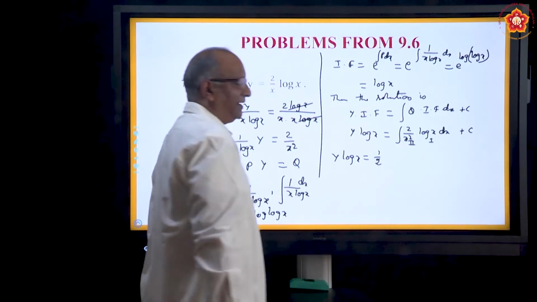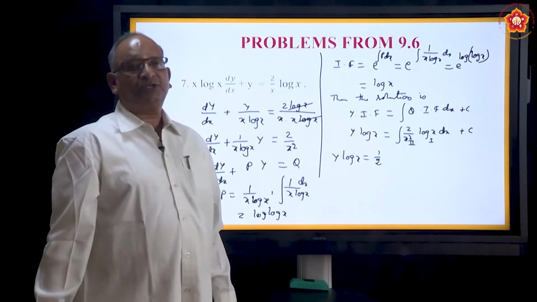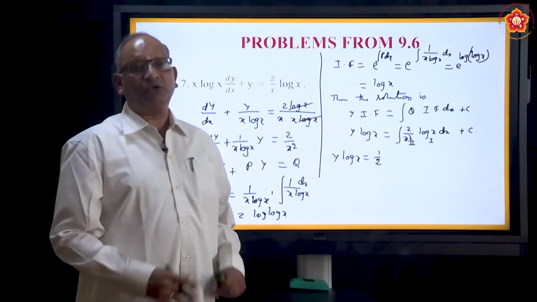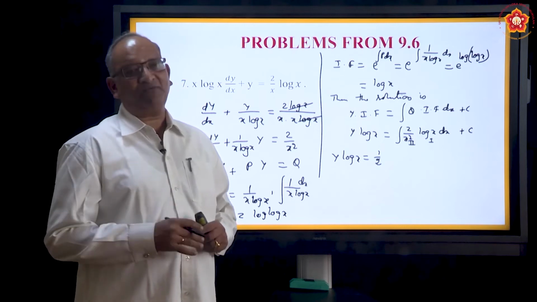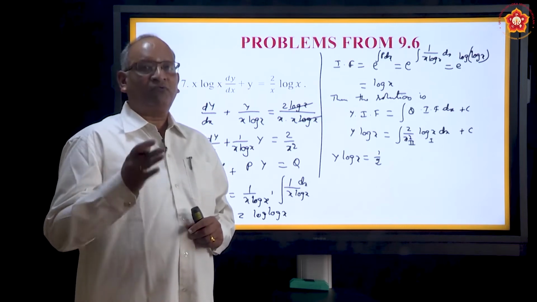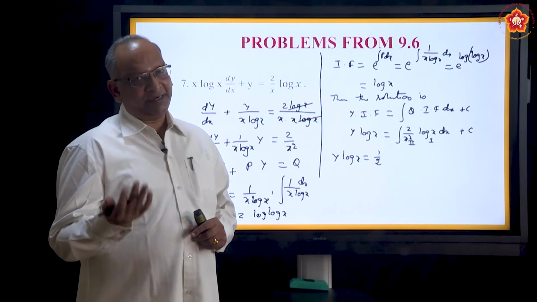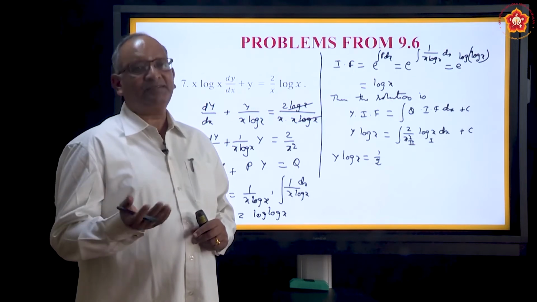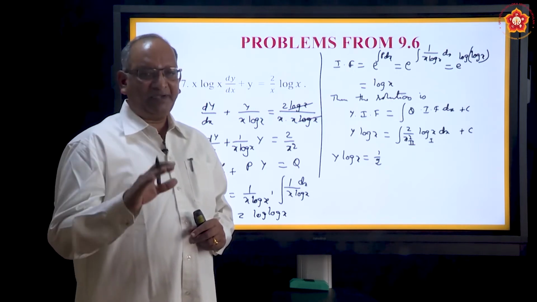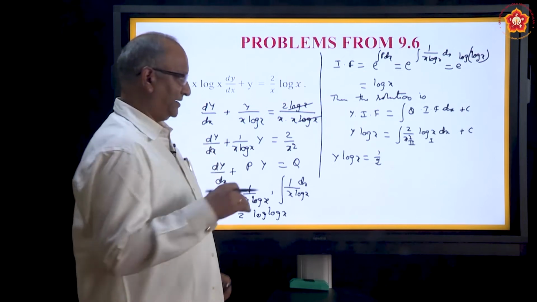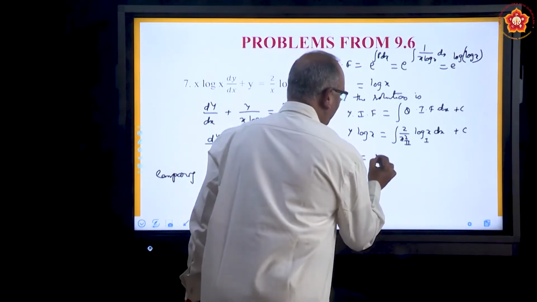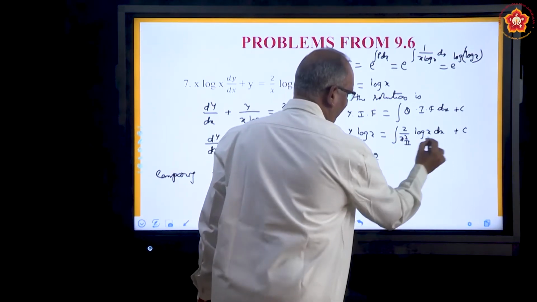How do you integrate the product of two functions? Use the formula for the integral of u into v. What is the formula for the integral of u into v? First function into integral of second minus integral of derivative of first into integral of second. So, apply that. 2 can be outside, and then apply the formula.